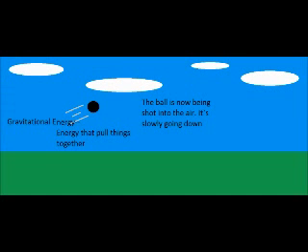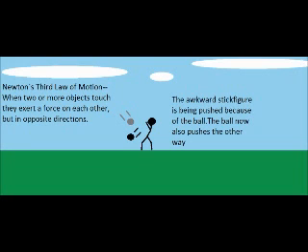After the ball is being shot, it is slowly coming to the ground as it follows the rule of gravitational energy. Gravitational energy is the energy that pulls things together. Now, as the ball hits the awkward person, it follows the rule of Newton's third law by pushing away.